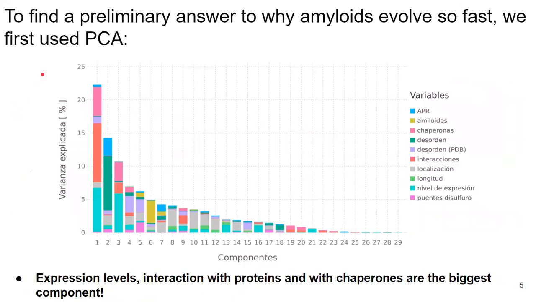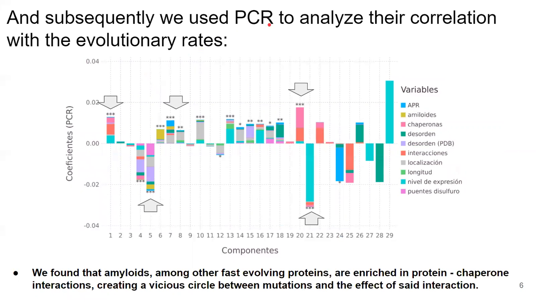Now, what we decided to do is to use a principal component analysis to figure out what global parameters were affecting the amyloids. As you can see here, the biggest component is the first one, and it's mostly composed of expression, interaction with other proteins, and interaction with chaperones. Then we used a PCR, a principal component regression, to see how was the correlation between the evolutionary rates and these components. And we can see here that there is a positive correlation between the first component and evolution.